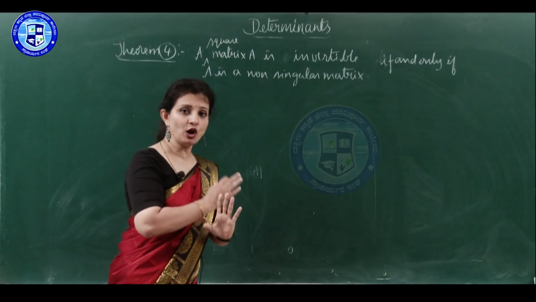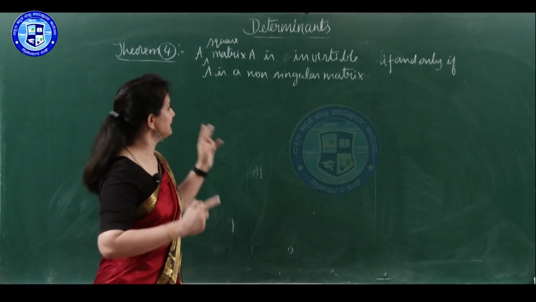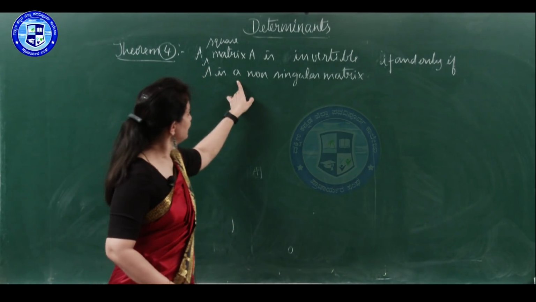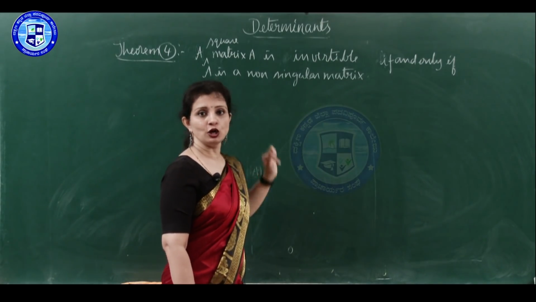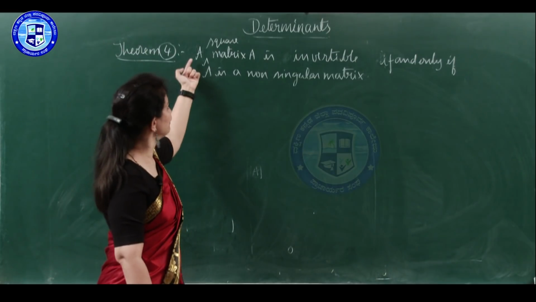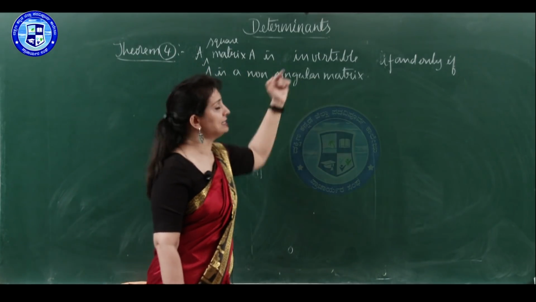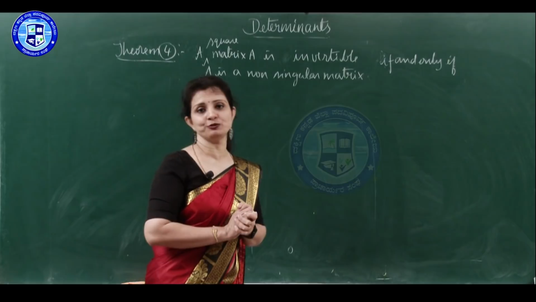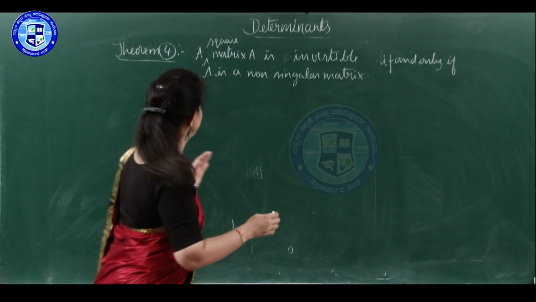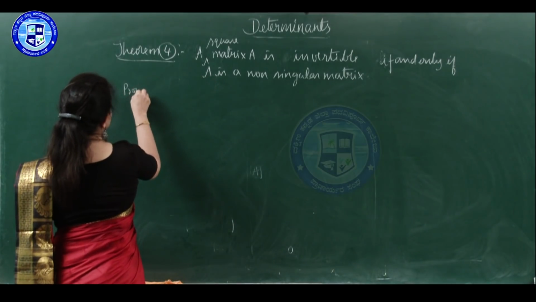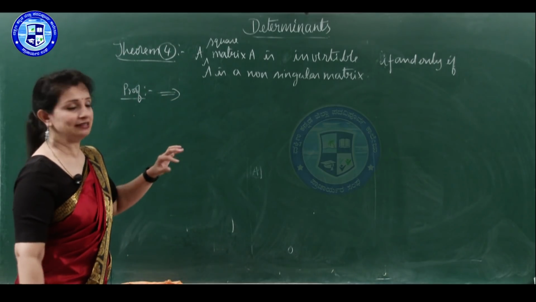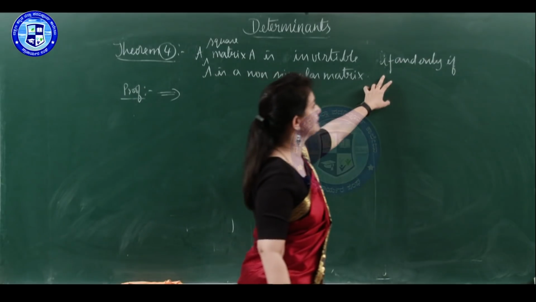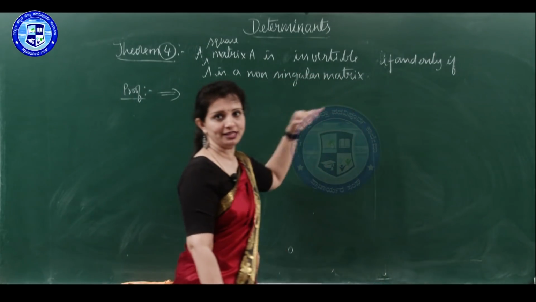And you need to prove conversely also. Conversely, it states that if a square matrix A is a non-singular matrix, then in reverse order, matrix A is invertible. So, both the ways we have to prove. Okay, one by one. The proof. First one, implies and implied by. Here, if and only if relation means implies and implied by. Both the ways we have to prove.